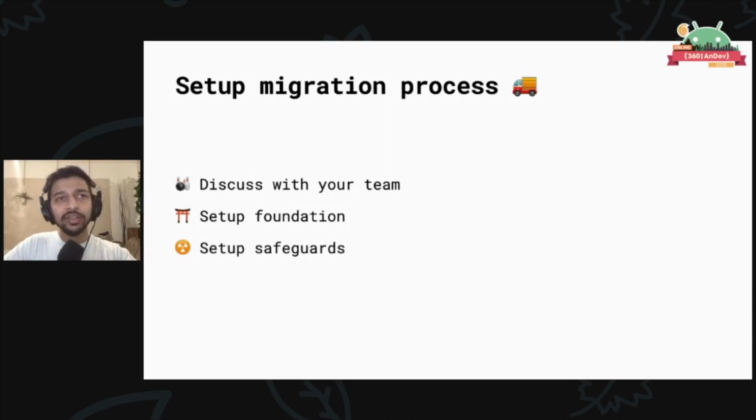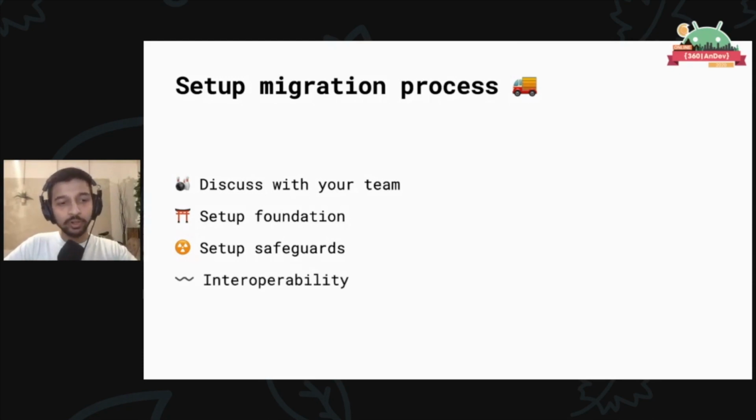Also set up some safeguards. This is like ensuring that the new code is written using Kotlin Flow while doing PR reviews. Another approach is ensuring that when legacy code is touched, the developer has to try to convert it into coroutines or flow, and some other ideas which might pop into your brilliant mind.